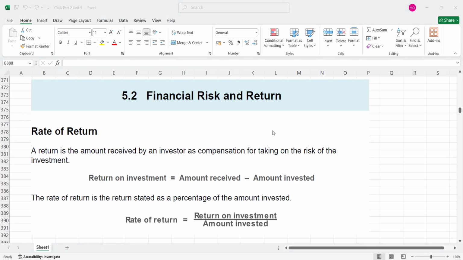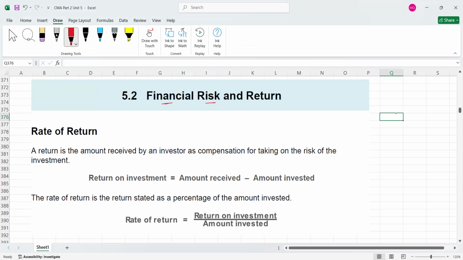So guys, today we are going to discuss the second topic, which is financial risk and return. This topic belongs to the corporate finance section. So here we go, guys. First of all, we are going to discuss rate of return. It's a very simple definition. What is rate of return?